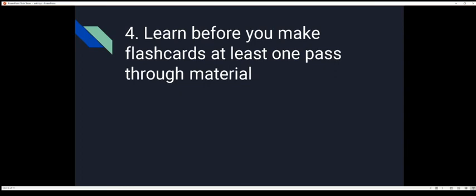The other issue with this is that you make too many cards when you don't understand the material. For some lectures in pharmacy school, I'd have 500 flashcards for one lecture.